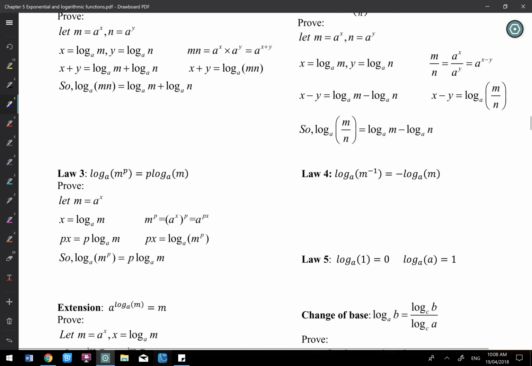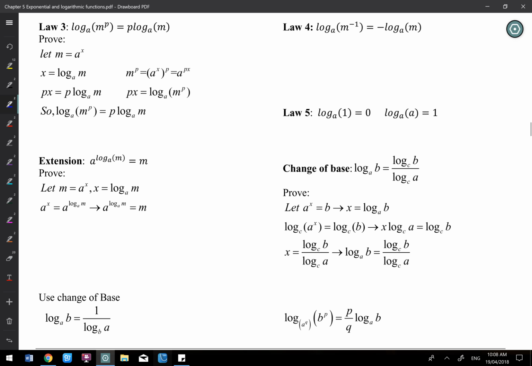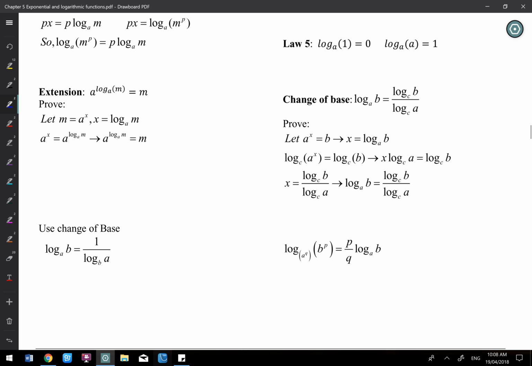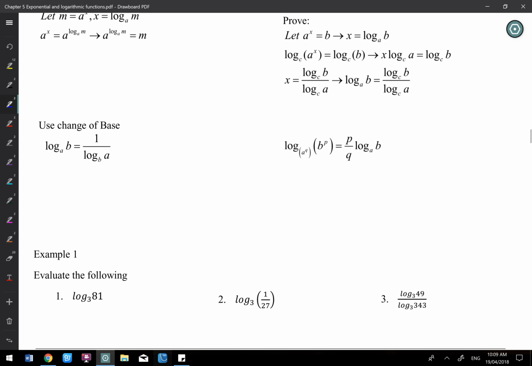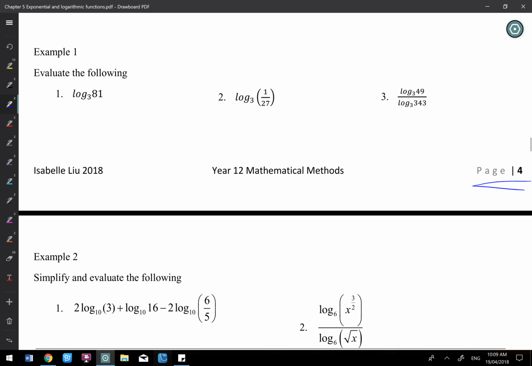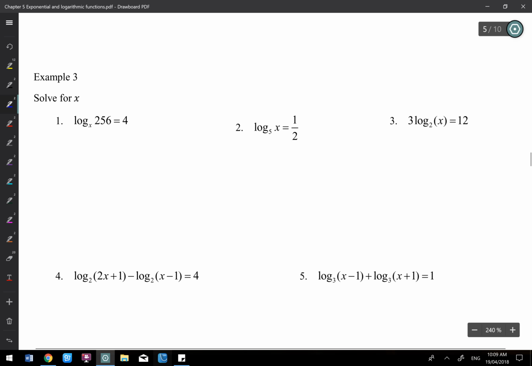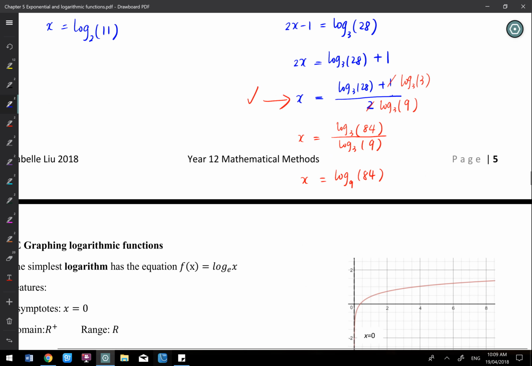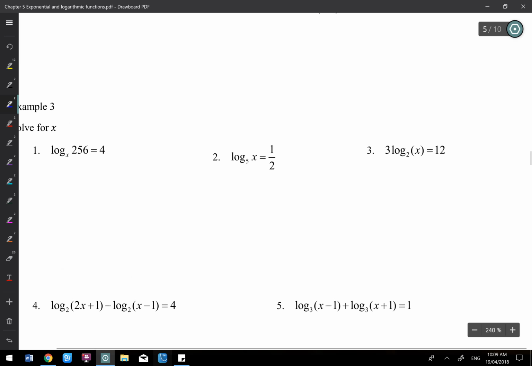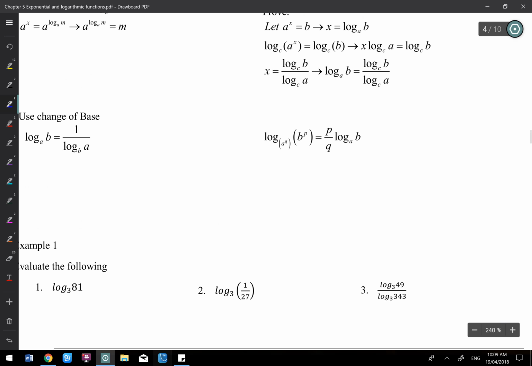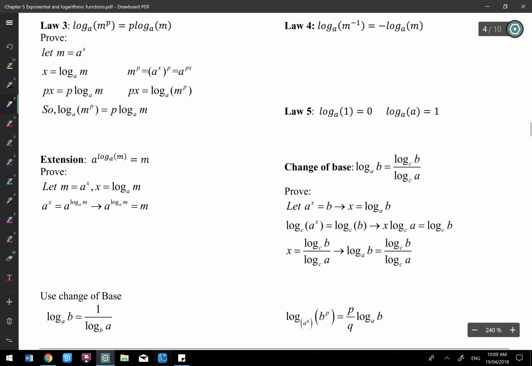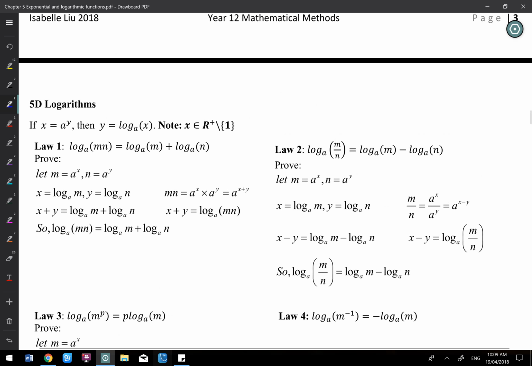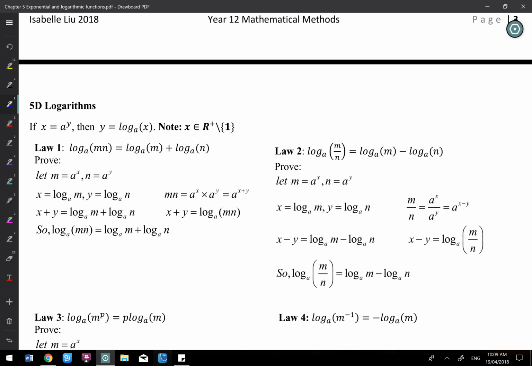You have log 1, log 2, 3, 4, and extension and change of base. So 7 things in total, maybe 6. What I want you to do now is example 1, 2, and 3, on pages 4 and 5. You should be able to finish that in 20 minutes. If you really can't remember the laws, I highly recommend you go and revise the laws now and then do the questions.